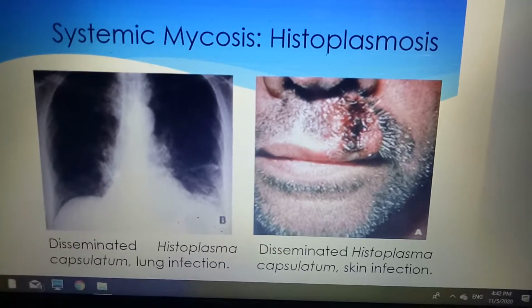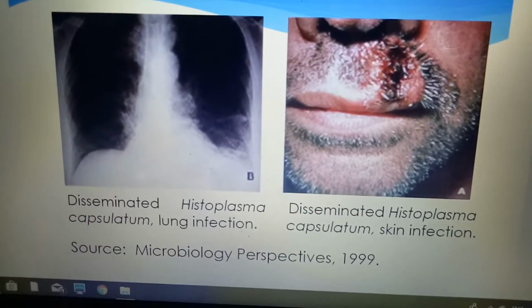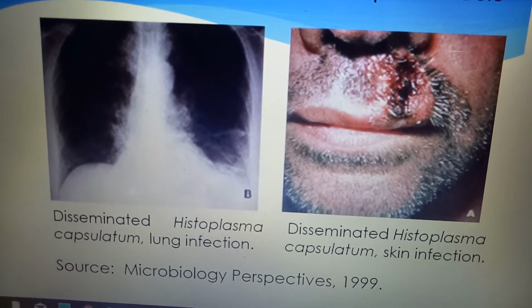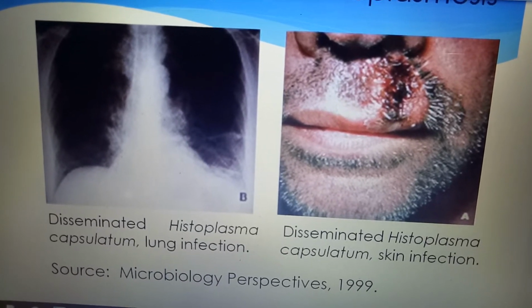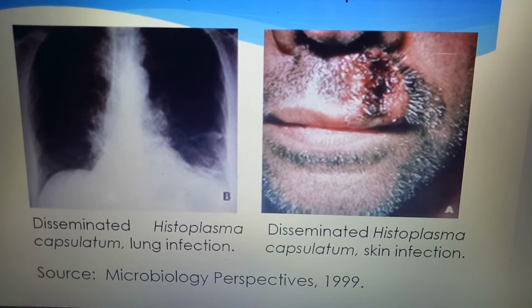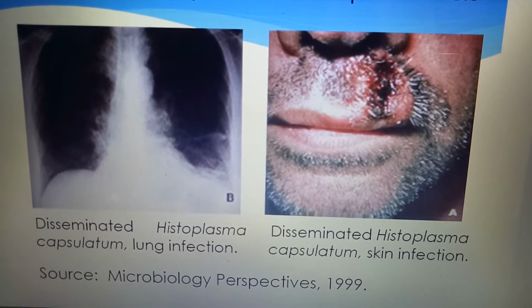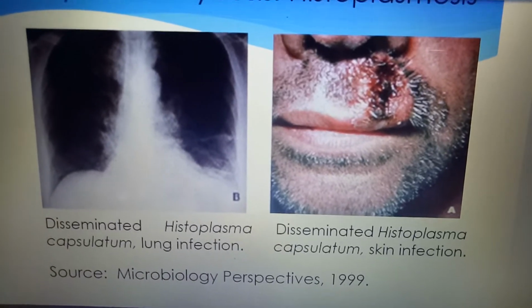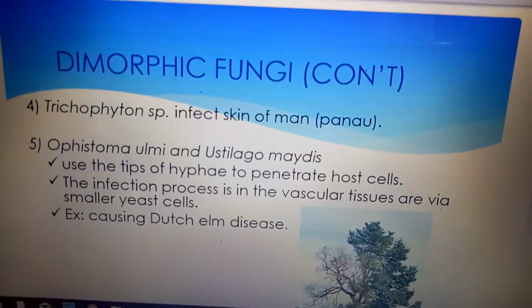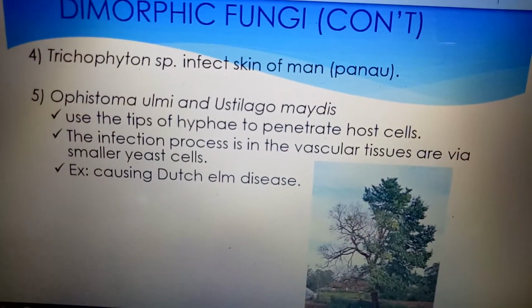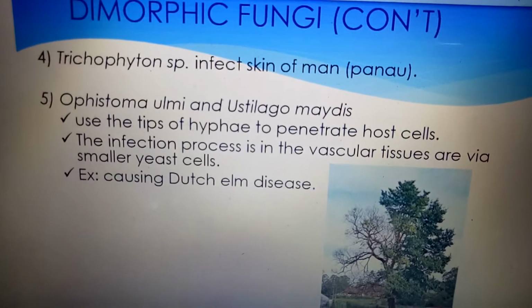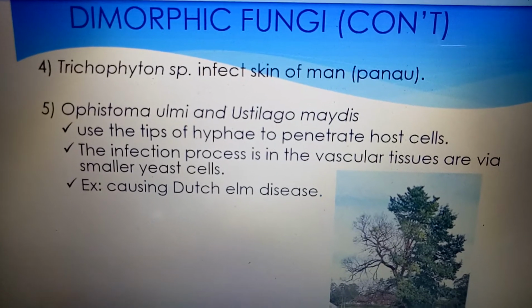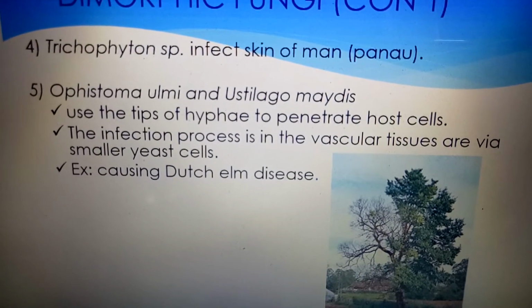histoplasmosis. What happened to the lung and to the human? From your left hand side, this is disseminated Histoplasma capsulatum lung infection. Meanwhile, on your right hand side is disseminated Histoplasma capsulatum skin infection. So it's very dangerous actually. Next, number 4 is Trichophyton species infecting skin on man, in Malay called panau, the white spot one.